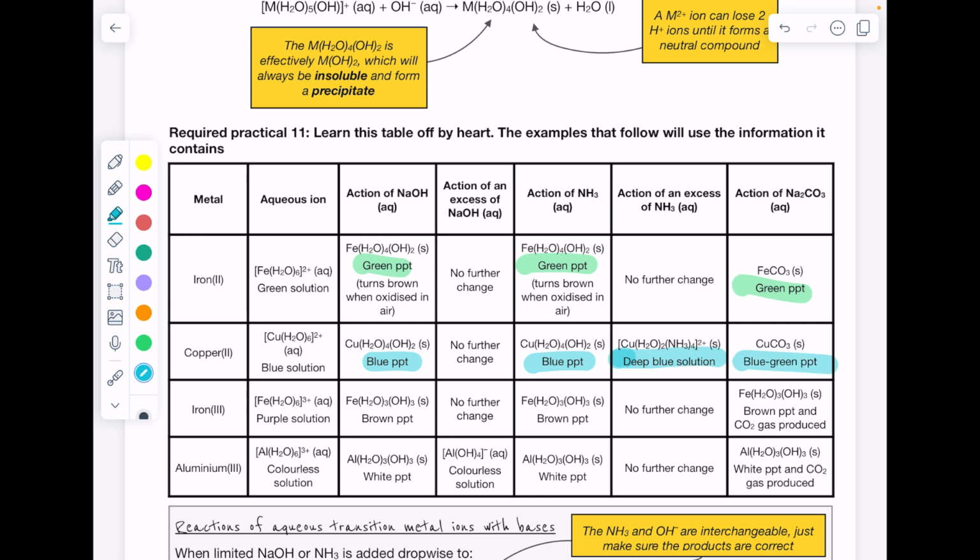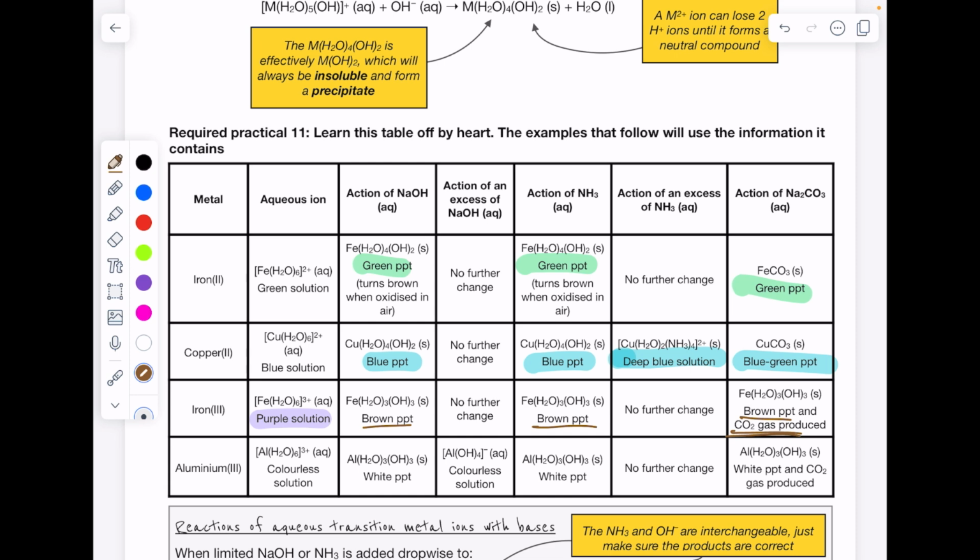What about iron 3 now? So the iron 3 aqueous ion is a purple solution. If you add sodium hydroxide to iron 3, remember that's a test for that cation, you'll see a brown precipitate. Excess sodium hydroxide causes no change. If you add ammonia to that aqueous ion, you get a brown precipitate. The addition of excess ammonia causes no further change. And then lastly, if you react sodium carbonate with iron 3, you produce a brown precipitate and carbon dioxide gas is released.